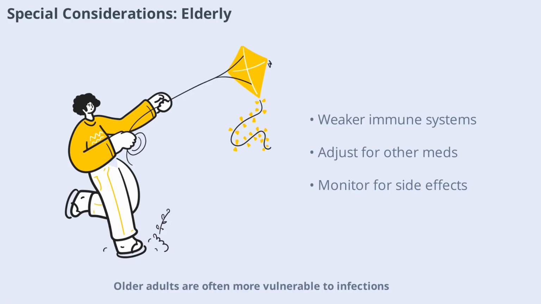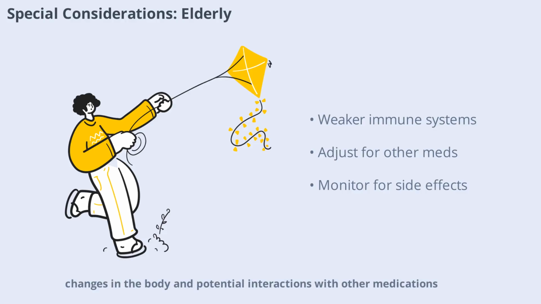Older adults are often more vulnerable to infections due to weaker immune systems and other health conditions. Treatment may need to be adjusted to account for age-related changes in the body and potential interactions with other medications. Monitoring for side effects and complications is especially important in this group. Providing tailored care helps improve outcomes and quality of life for elderly patients.